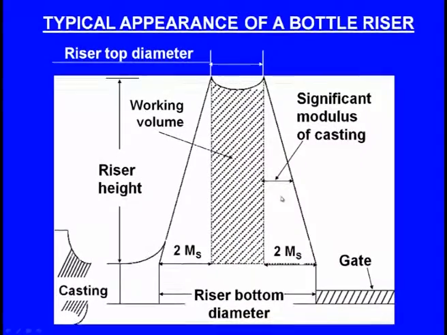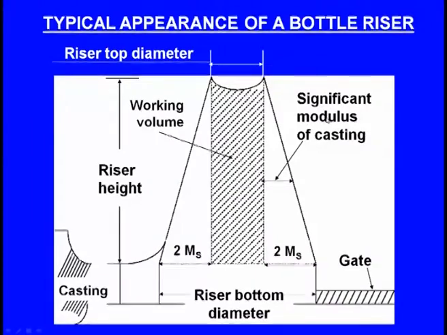Now, we come across another interesting term called the significant modulus of the casting. What is this significant modulus? We can see there is a difference in the diameters of the riser. At the top, it is very small. At the bottom, it is very large. Now, there is a difference between the diameters both at the top and the bottom.